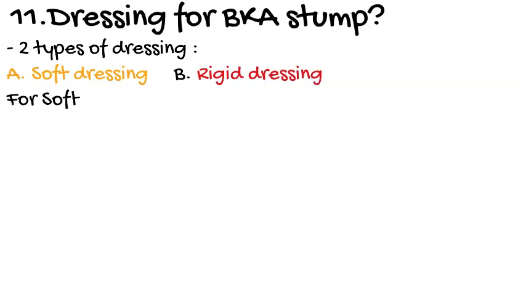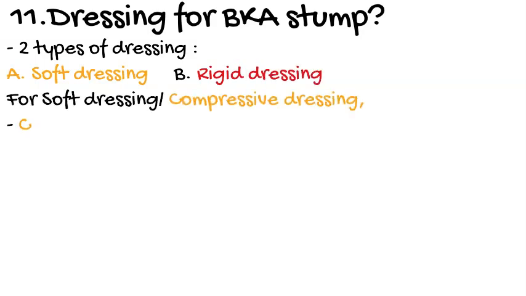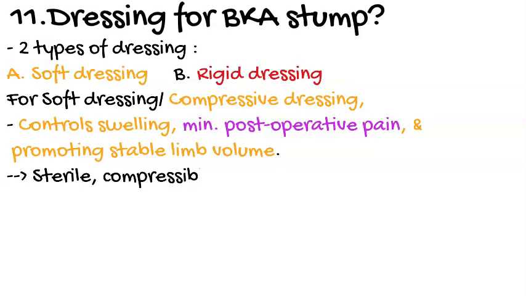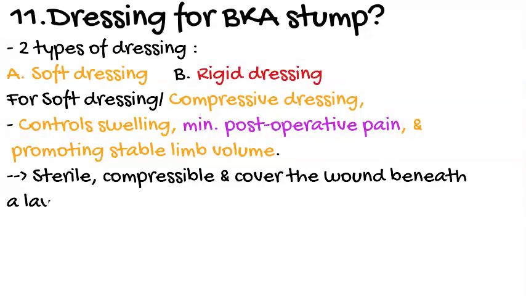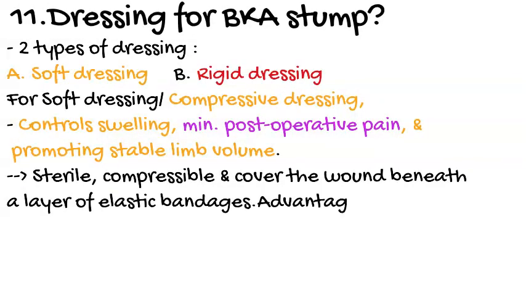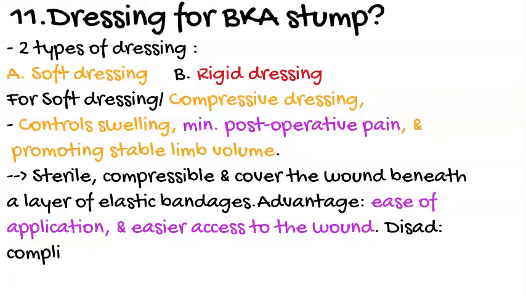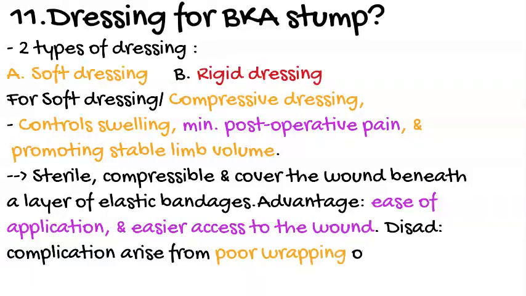Number 11. How do you do dressing for a below knee amputation stump? There are two types of dressing that can be used, depending on the surgeon's preference. It can be divided into A. Soft dressing or B. Rigid dressing. Soft dressing, or compressive dressing, helps in controlling the swelling. It minimizes postoperative pain and promotes a stable limb volume.